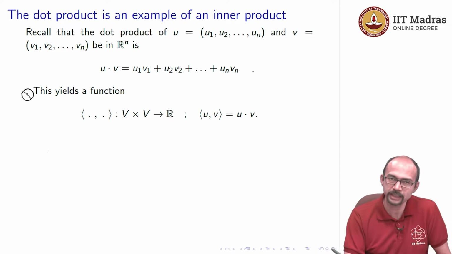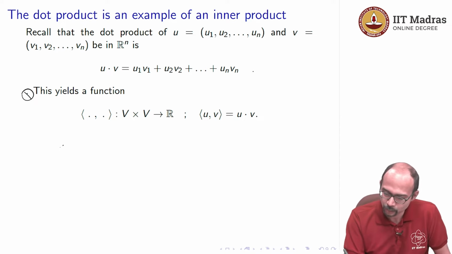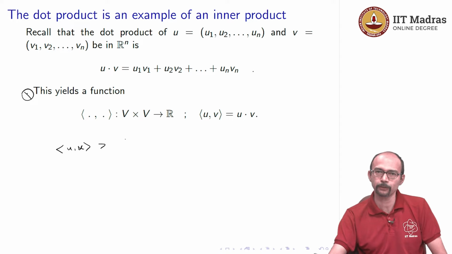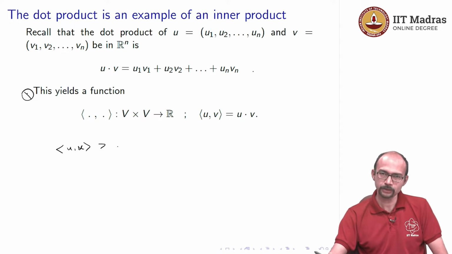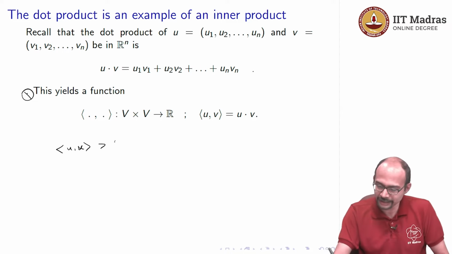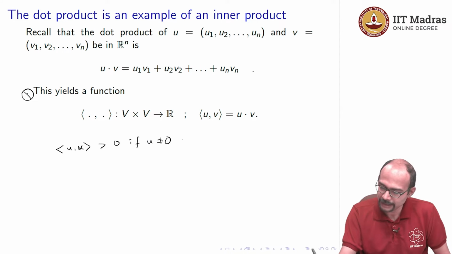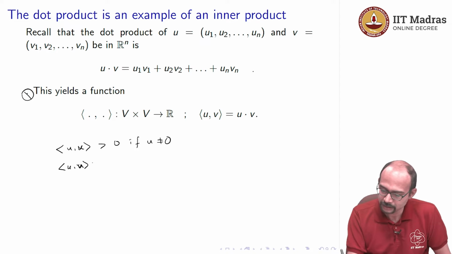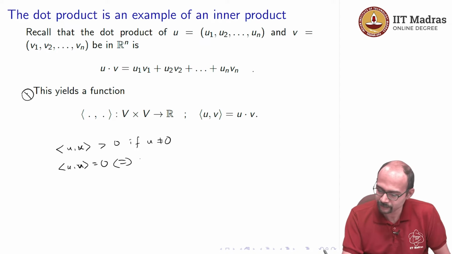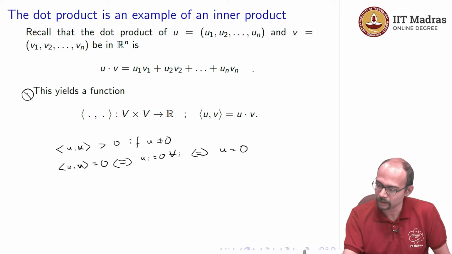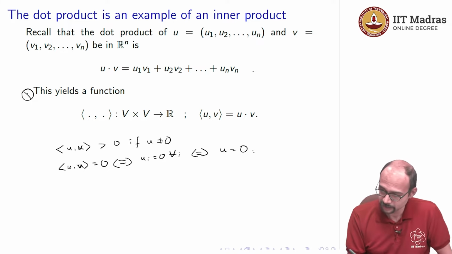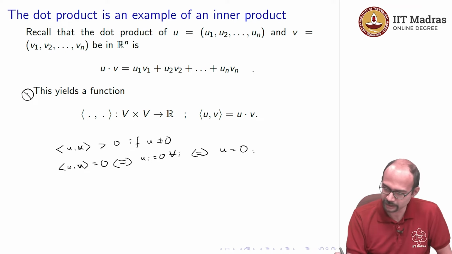We have to verify the four axioms we had. We know already that U comma U is U1 squared plus U2 squared plus up to Un squared. For real numbers, squares are non-negative, and a sum of squares is positive. So, this is greater than 0 if U is not 0, and this is equal to 0 exactly when each Ui is 0, so Ui is 0 for all i, which happens precisely when U is 0. So, we have proved the first one, and the other three just follow from the form of this equation.